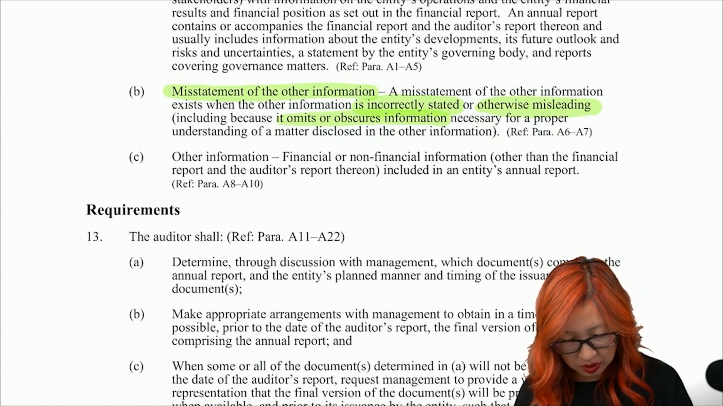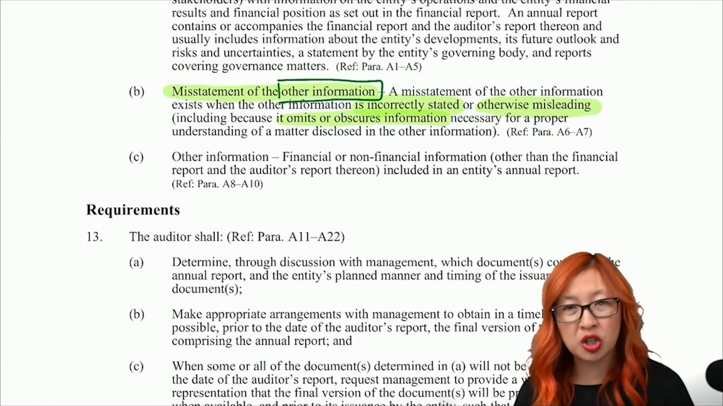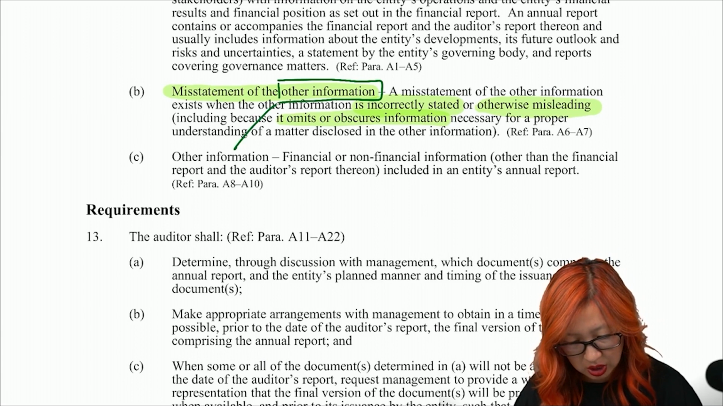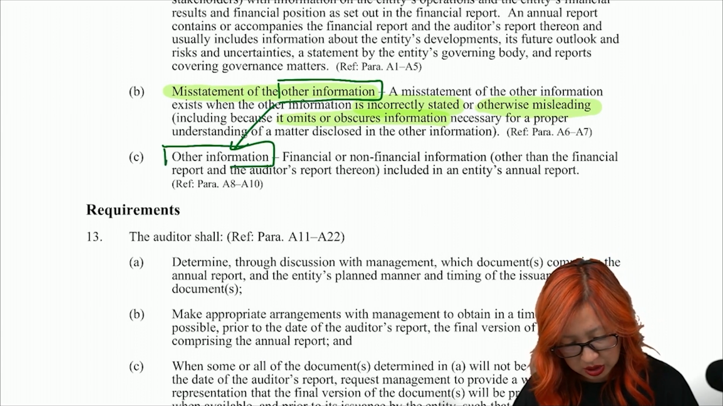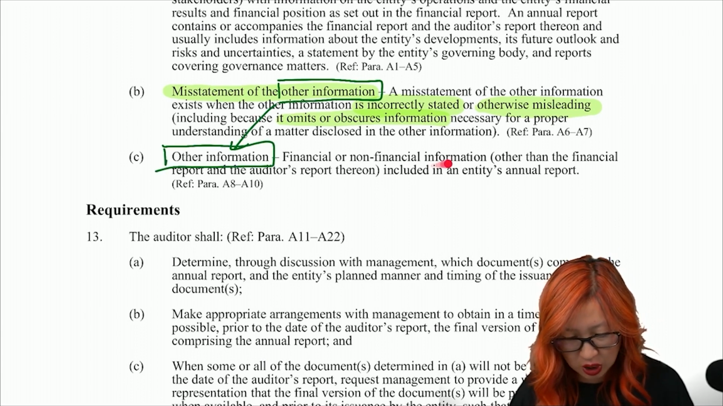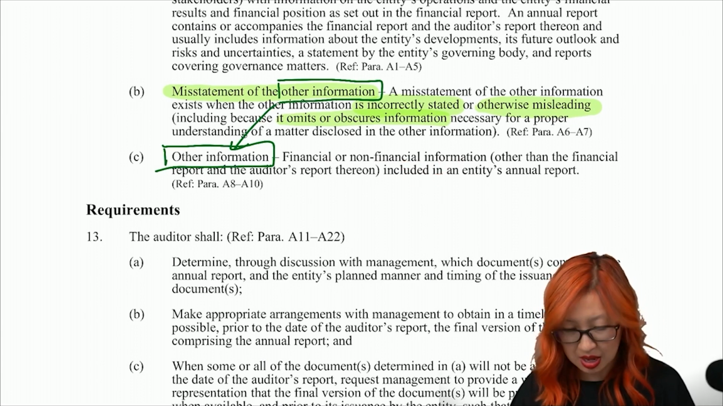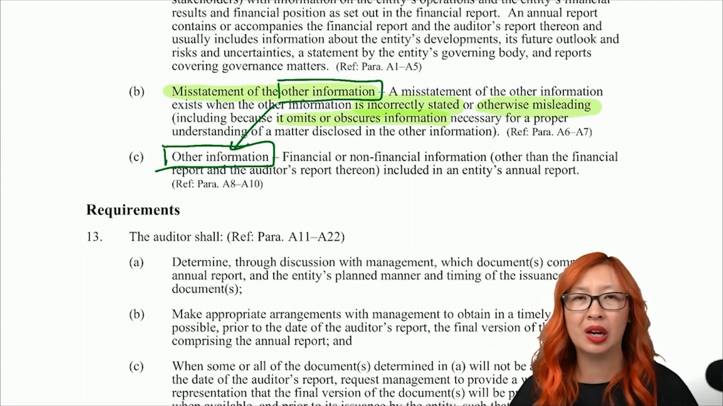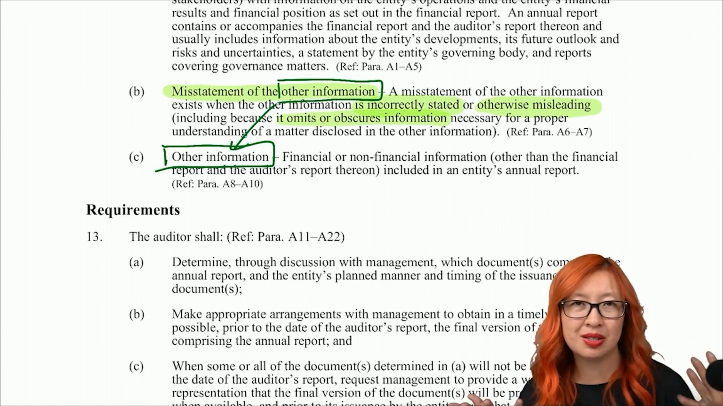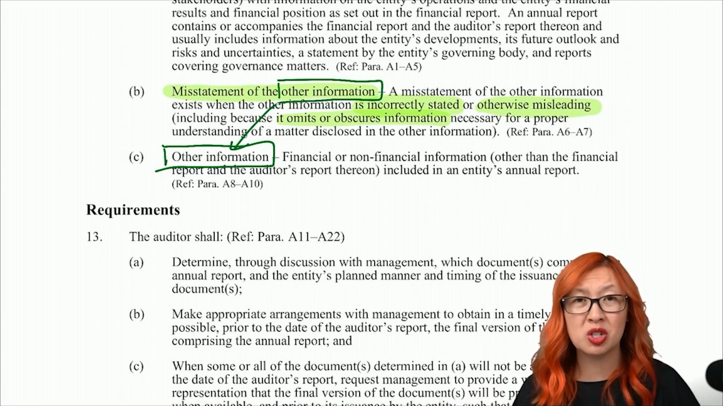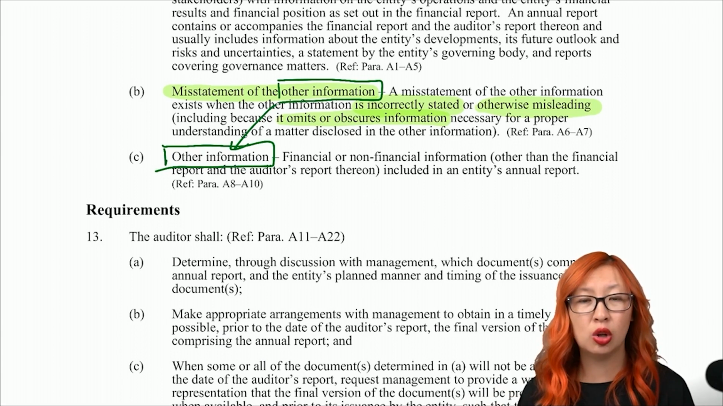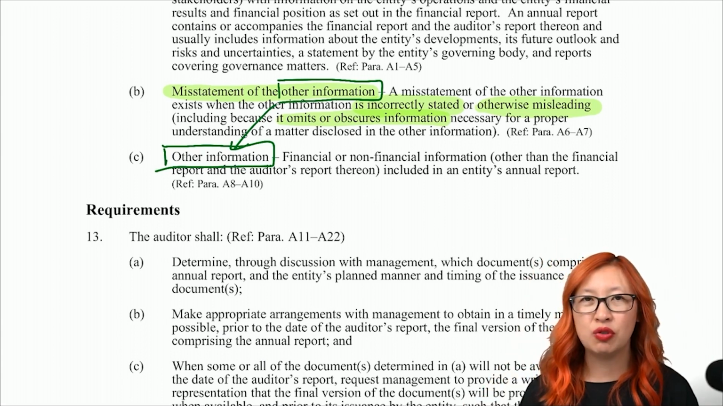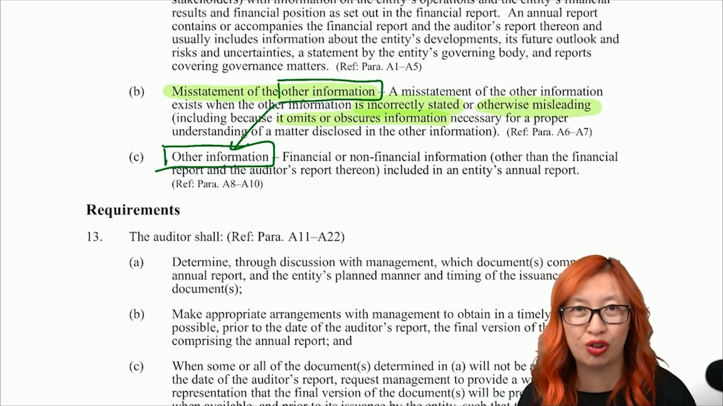Now, up here it said misstatement of other information, but what exactly is the other information? Well, that's where we go down here to part C, where it says it's financial or non-financial information other than the financial report and the auditor's report included in the annual report. And remember, that annual report could be broken up into multiple different documents. It doesn't necessarily have to be the same document. So it's anything else in that glossy brochure or that really long PDF.